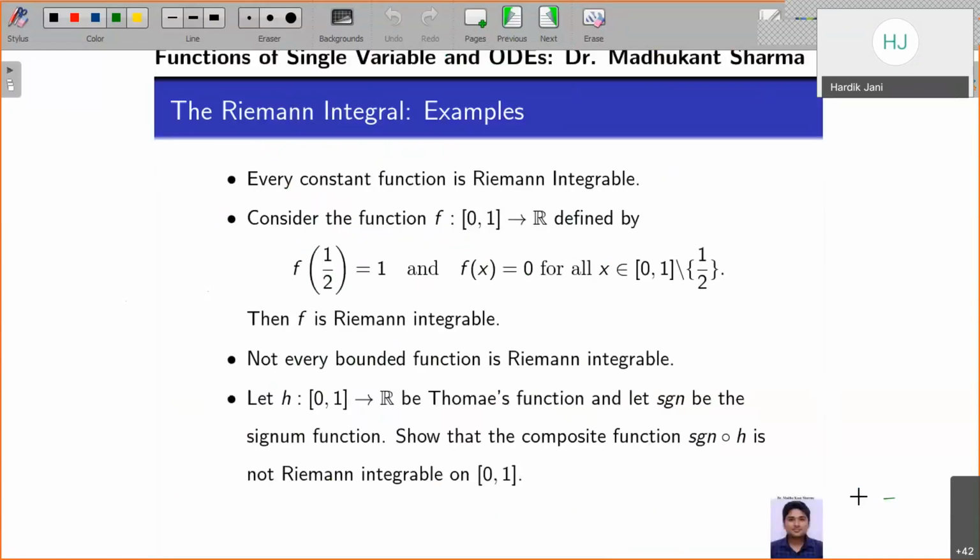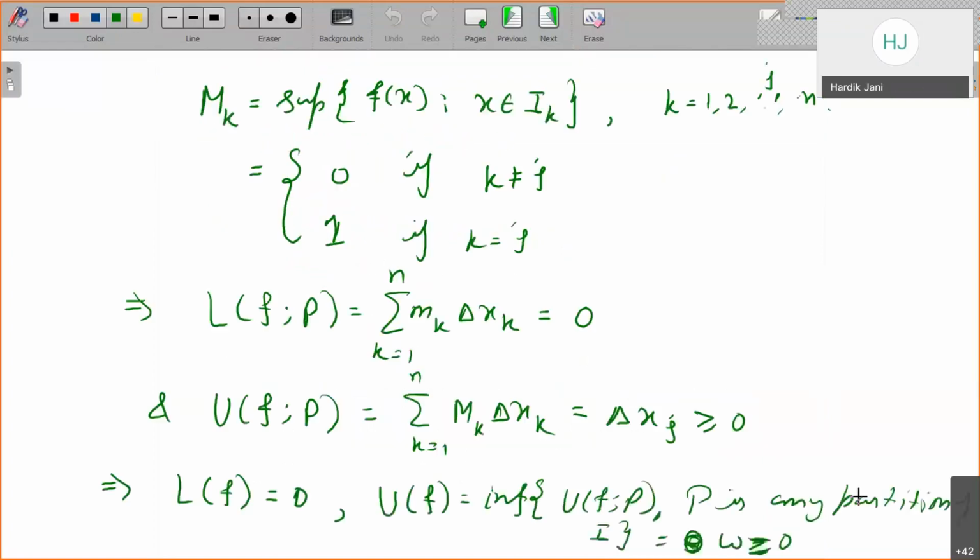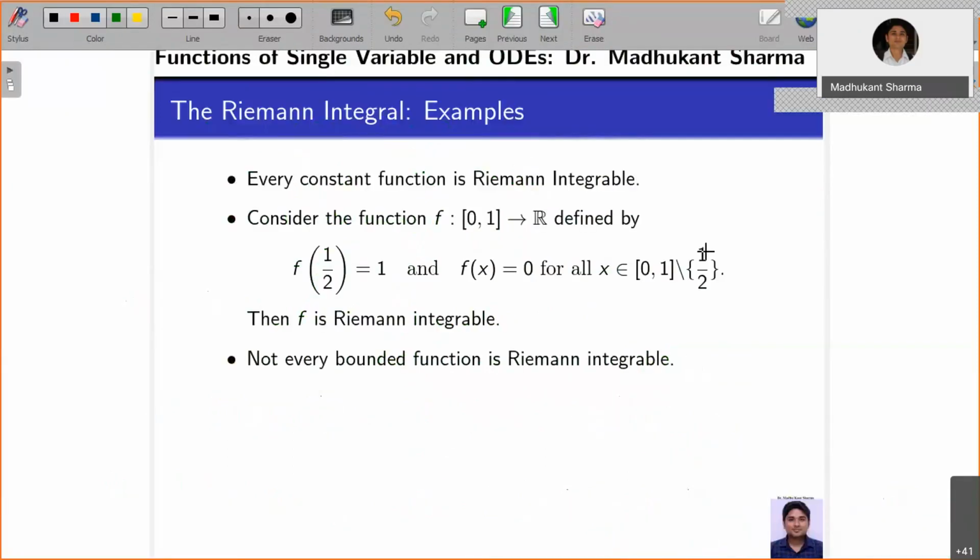In the previous slide, what is delta xj? Delta xj is the length of the jth subinterval, so it is xj minus xj-1. Okay. Right. So what we have observed is, for this case, the integration from 0 to 1 of f(x) dx is 0.